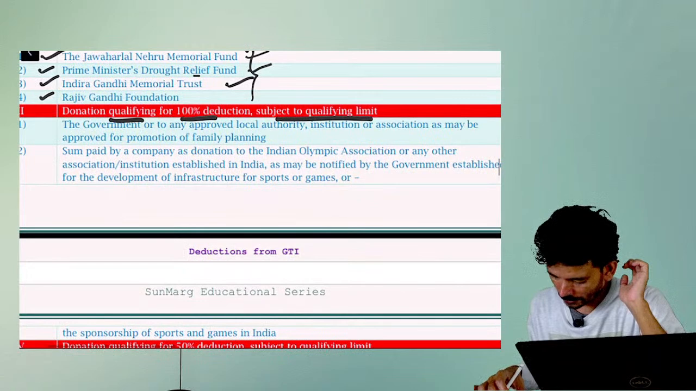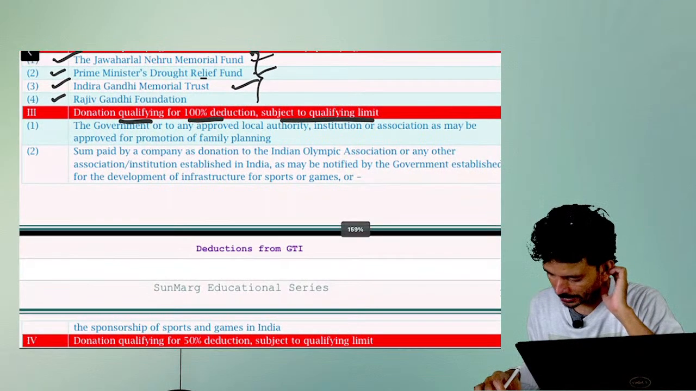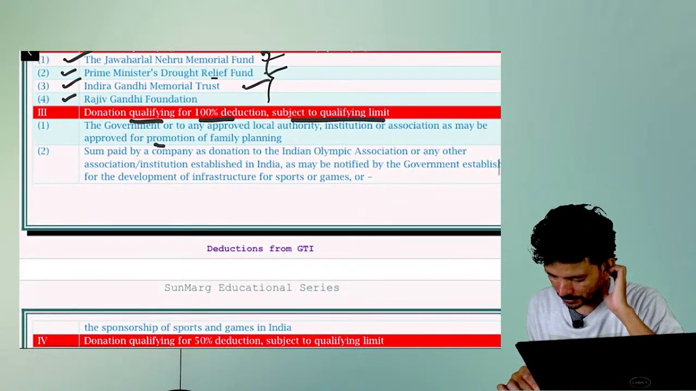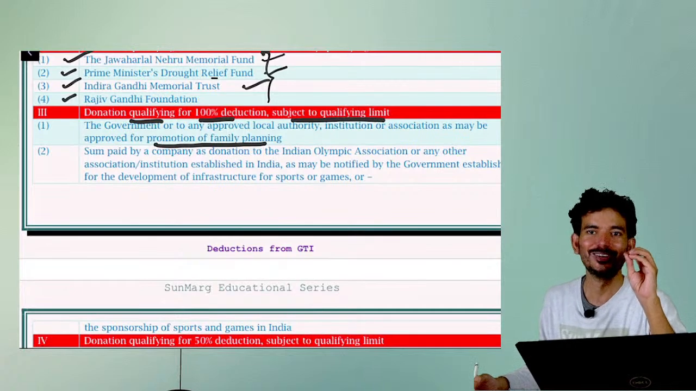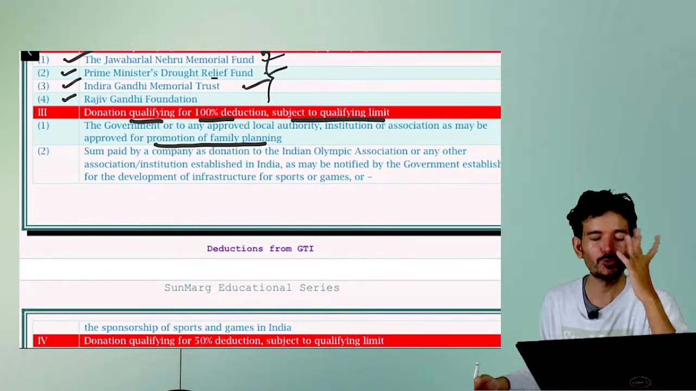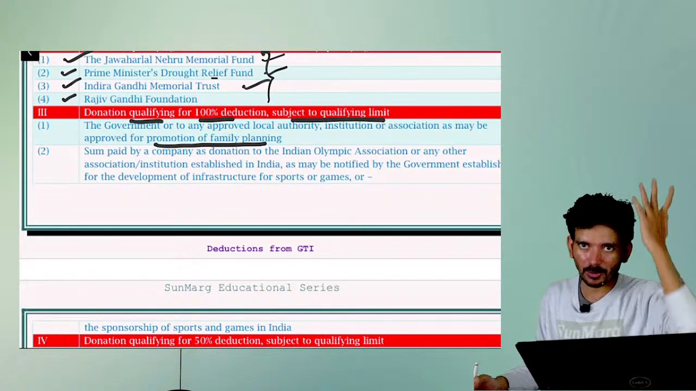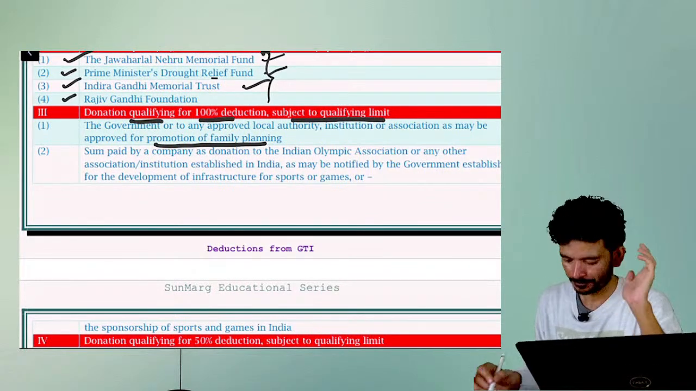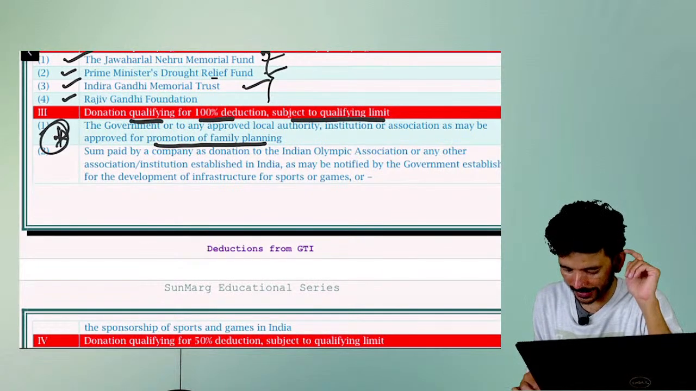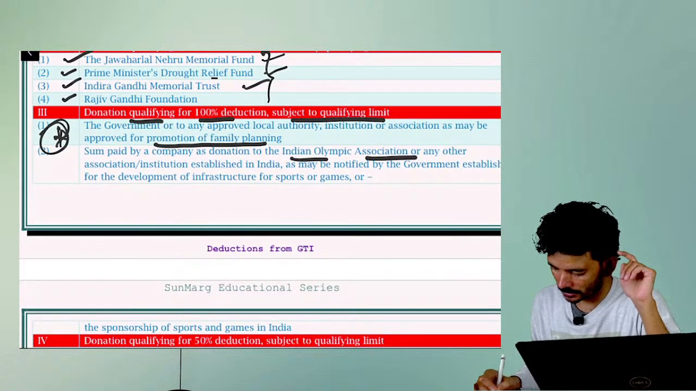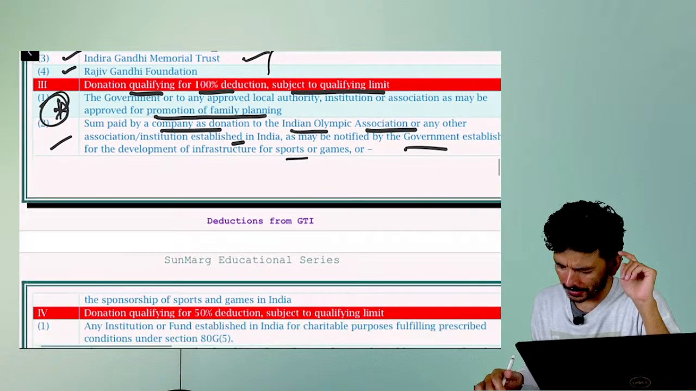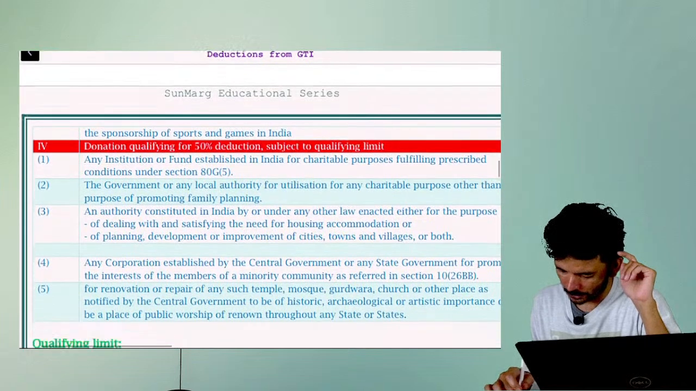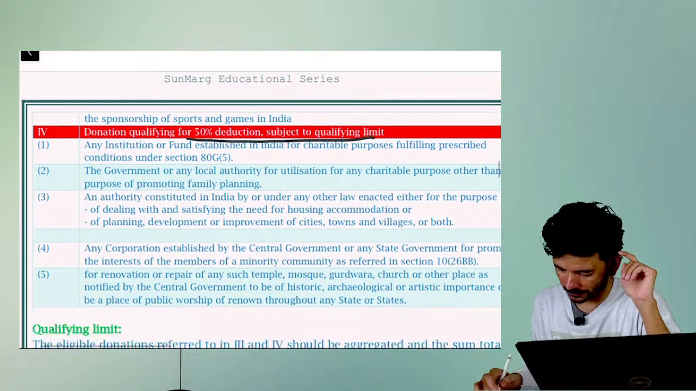The government or any approved local authority association, as the case may be, for promotion of family planning. So family planning is also important because our population is going too high, right? But it is not as important as 100% without limit. So 100% but with the limit, family planning. In examination you can expect a question on this. Olympic Association or any sports related thing, it is 100% with the limitation.